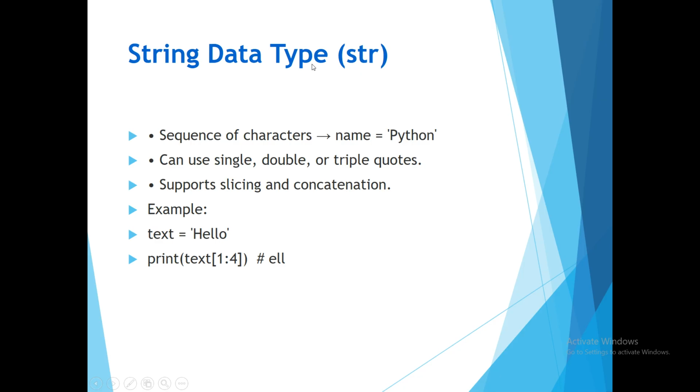Now the string data type. String means a sequence of characters, just like my name Gautam, or here you can see name equals Python. So it is a sequence of characters. This is called the string data type, and you can use single quotes, double quotes or triple quotes, because when you define a string you need to enclose it inside single, double or triple quotes. Strings support slicing and concatenation.